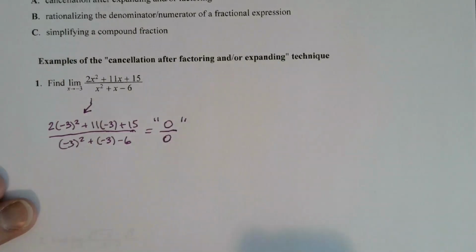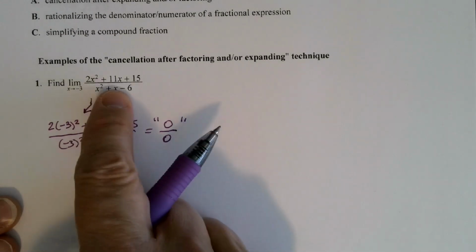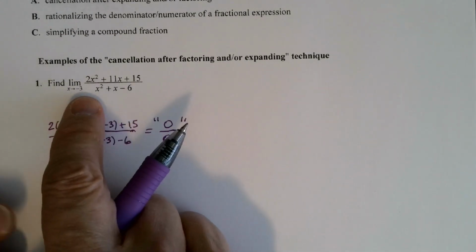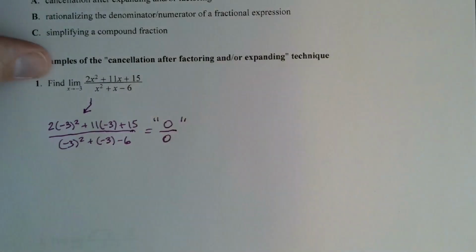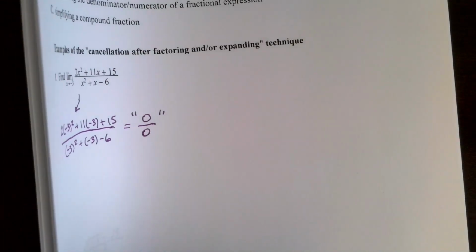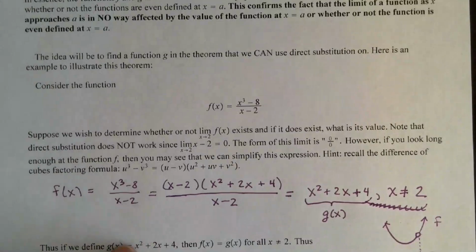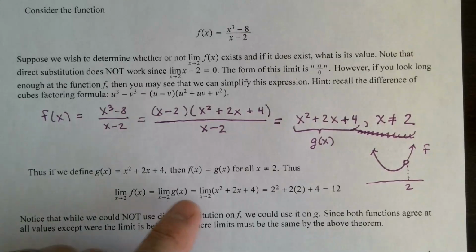But what this means now, we want to find a function that is exactly identical to this function for all values of x except x equal -3. And the way we're going to do this, in the last example, we sort of took the function aside and simplified it, and then we went back to the limit process.